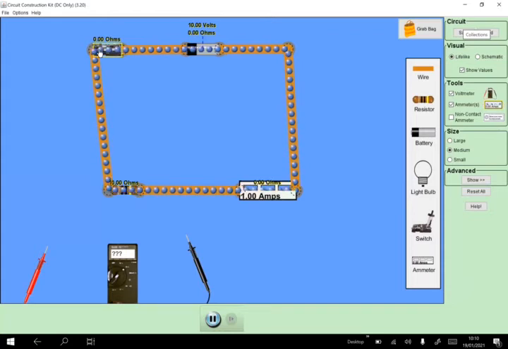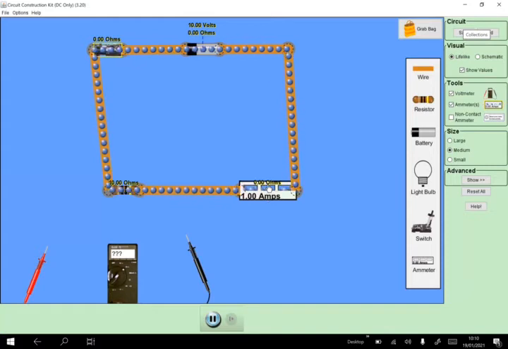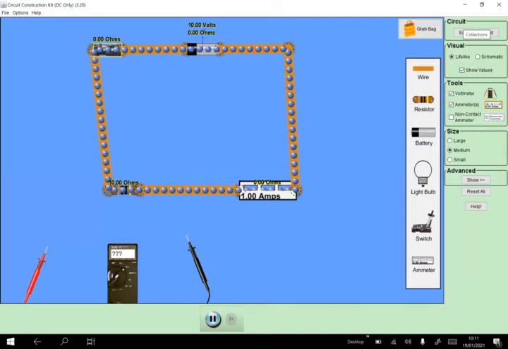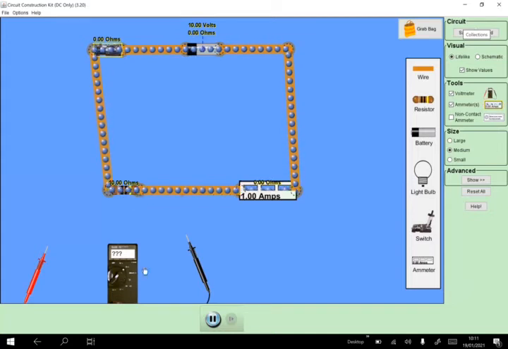Then, what is the value of current? It's 1 ampere. Why? Current is voltage divided by resistance. The voltage here, or EMF, is 10 volt divided by 10 ohm, equal to 1 ampere.